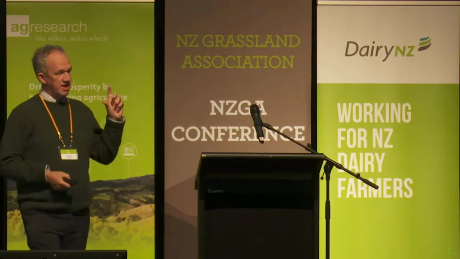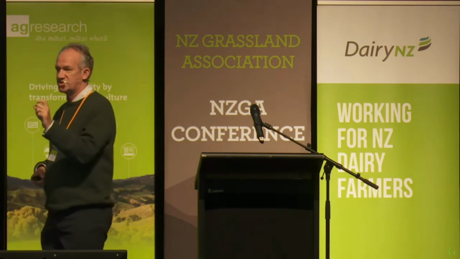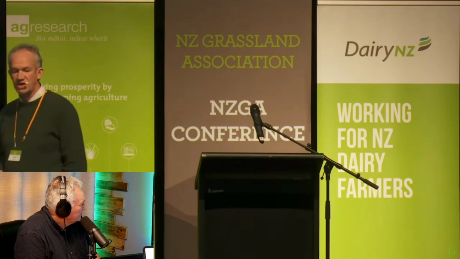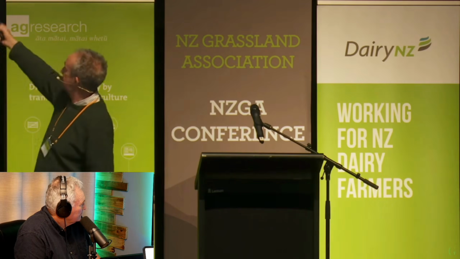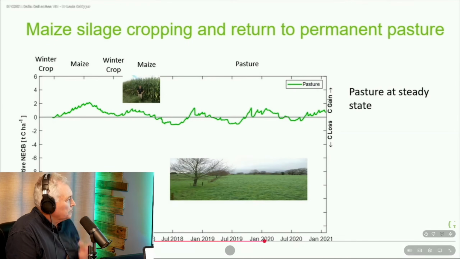I want to now look at supplemental feed. In this case, I'm looking at maize silage. I'm not picking on it, but this is one that we've got some data on. About 5 years worth of data there, the green line there. Now we're talking about total carbon balances for the system.